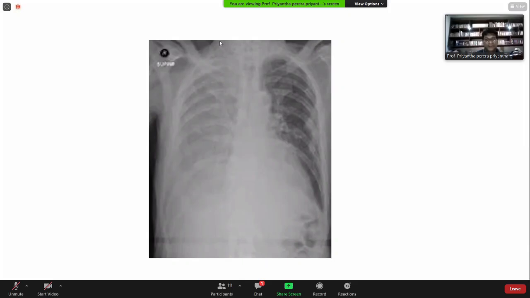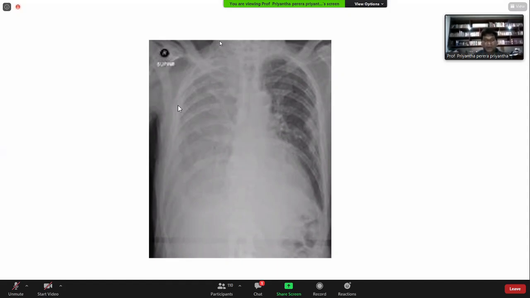What is the diagnosis here? This is again the pleural effusion, right? Pleural effusion taken on supine film. When you take a supine film, the pleural effusion layers on the posterior surface of the lung, in the pleural cavity. So it will form a homogeneous shadow like that.